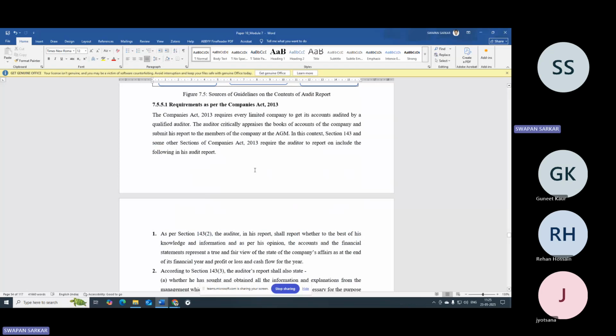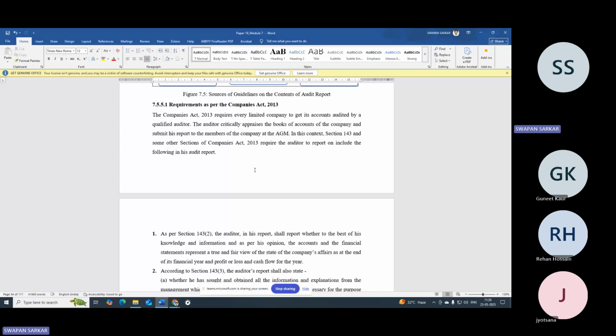The Companies Act 2013 requires every limited company to get its accounts audited by a qualified auditor. The auditor critically appraises the books of accounts of the company and submits his report to the members at the AGM. Members means the shareholders. In this context, Section 143 and some other sections of the Companies Act require the auditor to report on certain points.